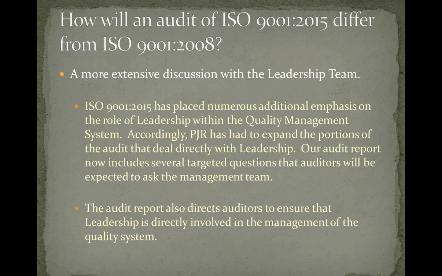The auditor has to sit down with the leadership team and go down this list of questions and verify that leadership is involved in the dealings of the quality management system. I'll also mention our audit report now specifically directs auditors to ensure that leadership is involved. Are they participants in management review, participants in corrective action, and so forth? What evidence do you see that leadership is involved?